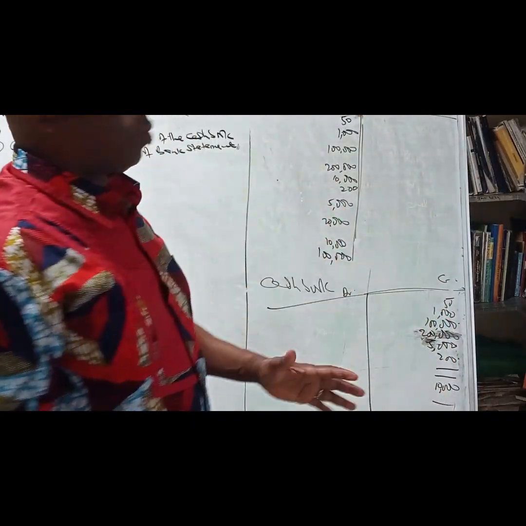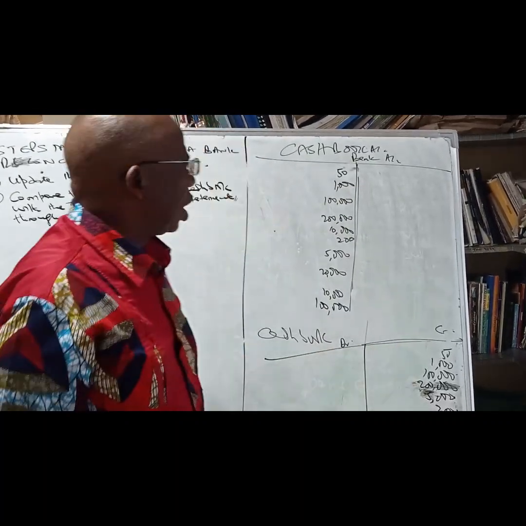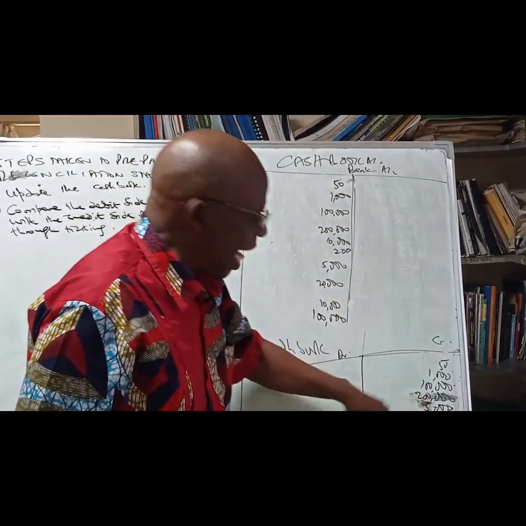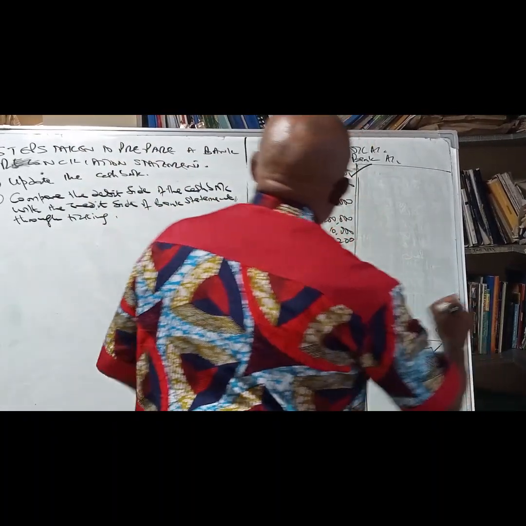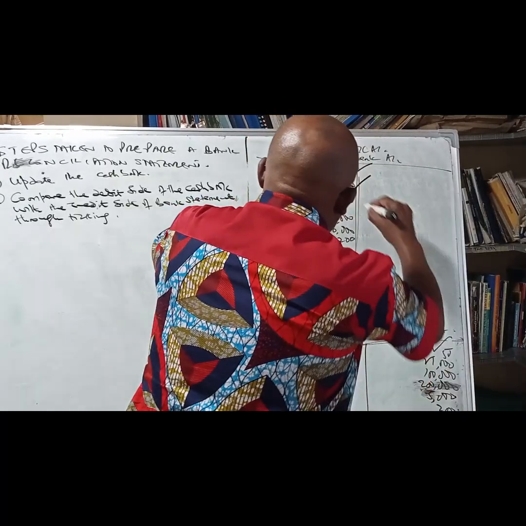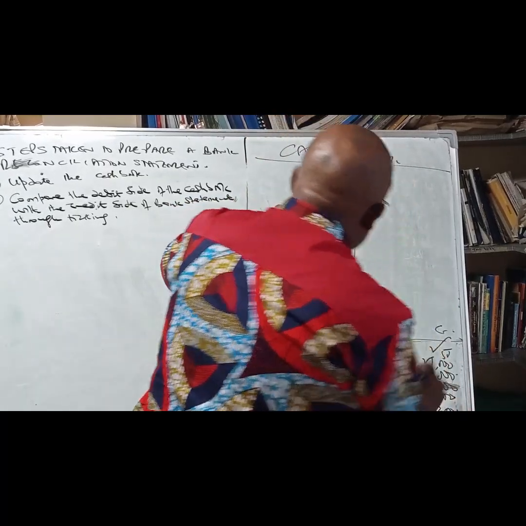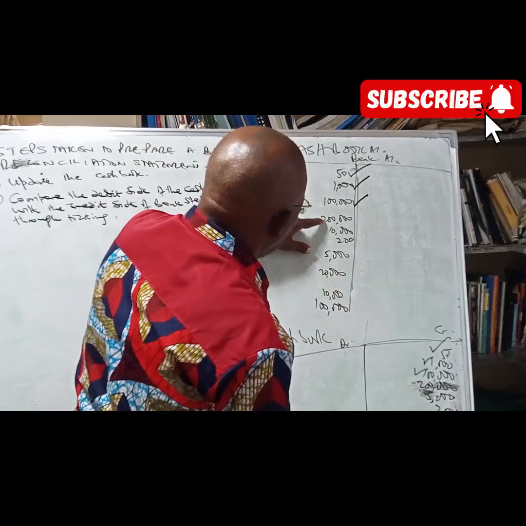So what do you do? You get the cash book and you get the bank statement. Whatever is here and is here, you tick. You come here and say 50, 50. 1,000, 1,000. 100,000, 100,000, 100. Definitely there are more descriptions here to confirm that it is exactly the same.